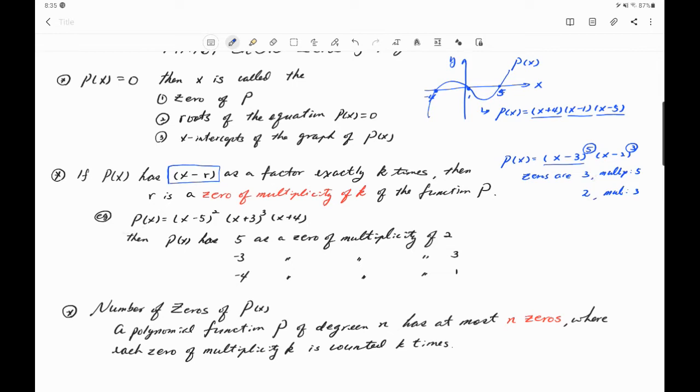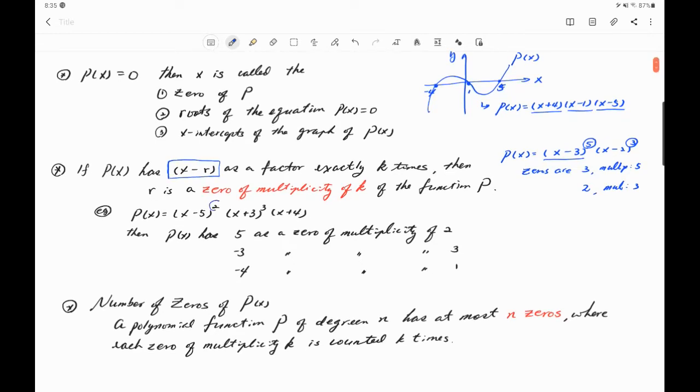All right, here's another example. P of x equals x minus 5 squared, and x plus 3 cubed, and x plus 4 only, right? Only means it occurs once. So p of x, the polynomial, has 5 as a zero. What's the multiplicity? The power is 2. And negative 3 is a zero of multiplicity 3. And negative 4 is a zero of multiplicity 1, right? 1.